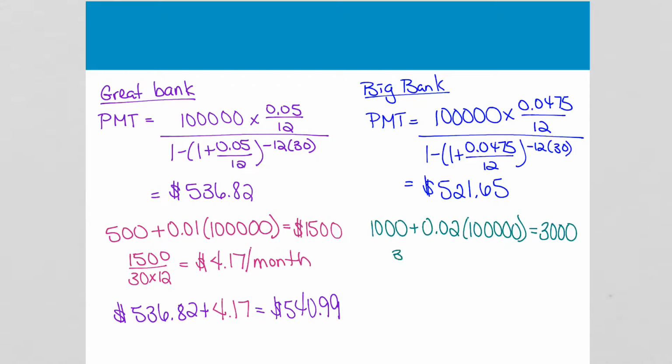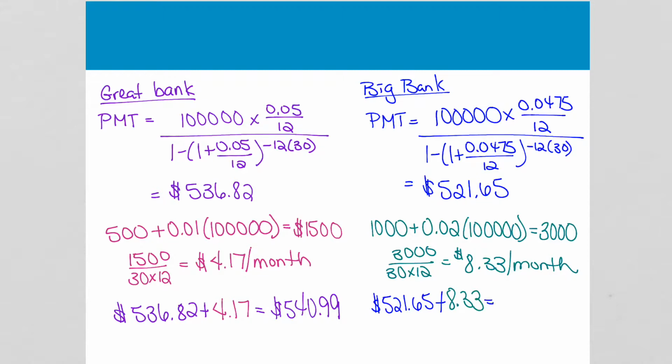So looking at this other one, we'll take $3,000, divide by 30 times 12, and we get $833. Add that to your monthly payment. And so your monthly payment would be $529.98. So it still looks like that is the better option. So you're going to go with Big Bank.